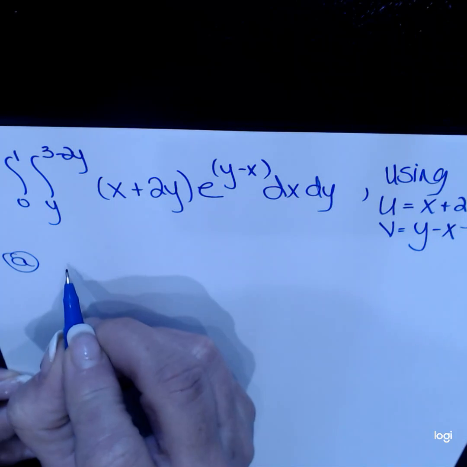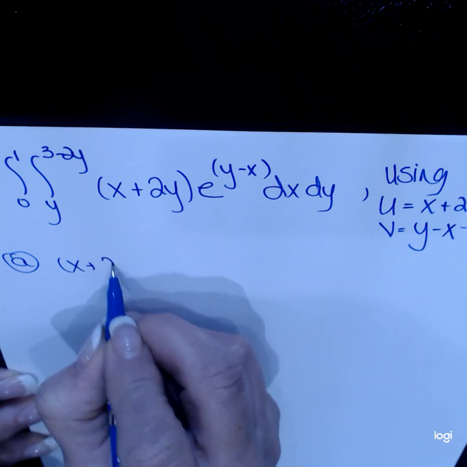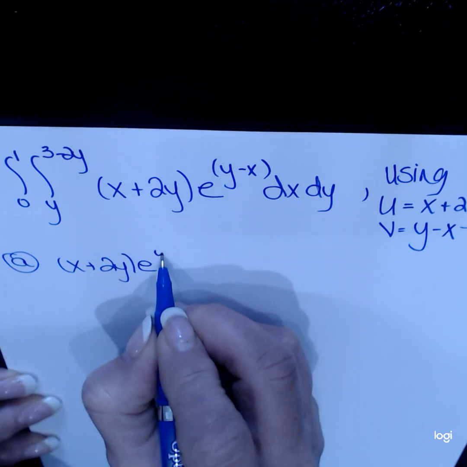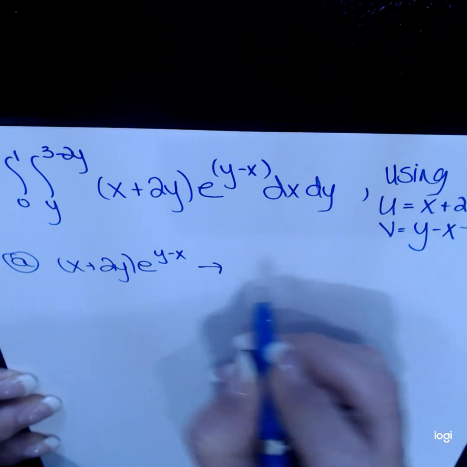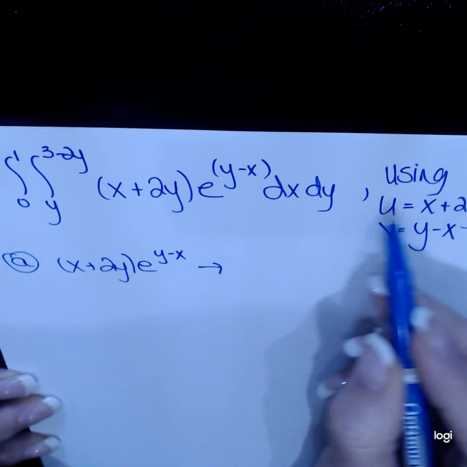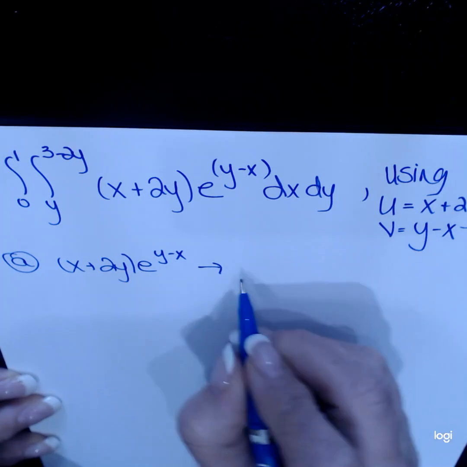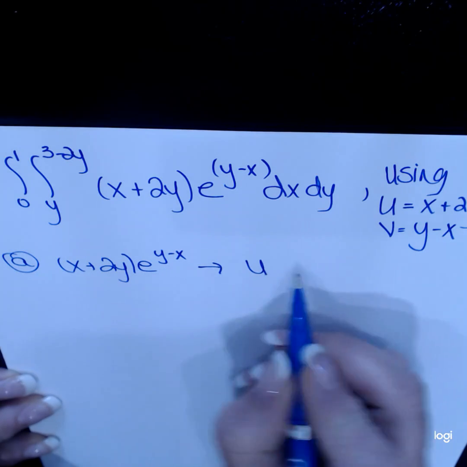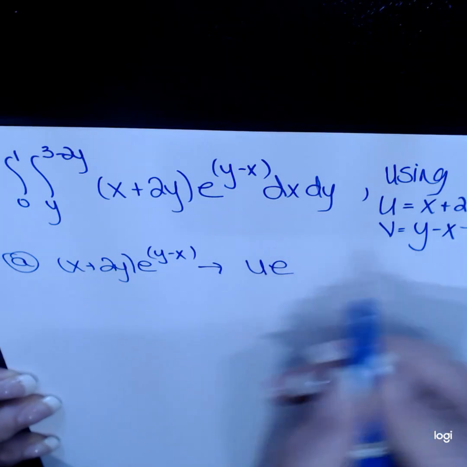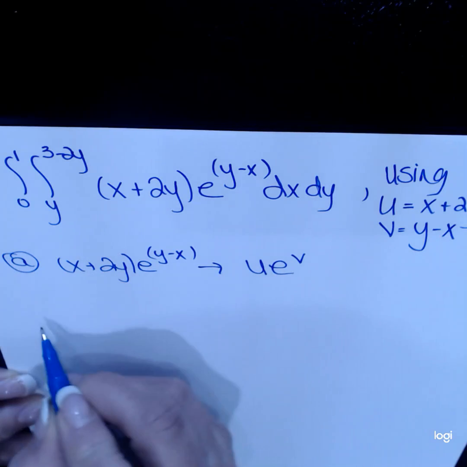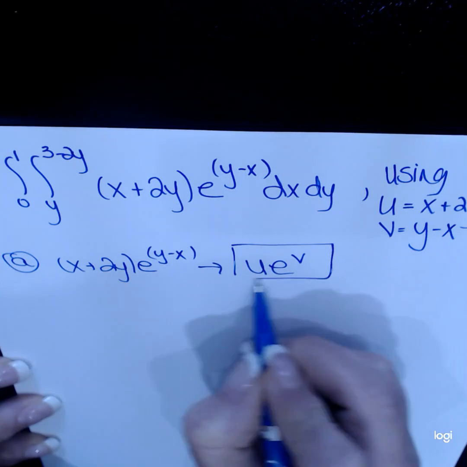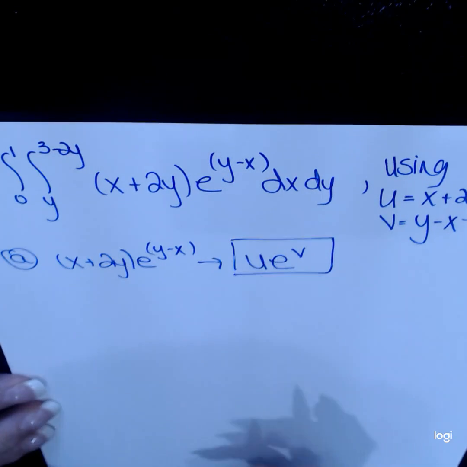The first step is we've got to take the expression x plus 2y times e to the y minus x and convert it over. And this looks like a very simple conversion because I can see that x plus 2y is going to be u. And then I have e raised to the y minus x, which is v. So our first conversion is done quite simply.